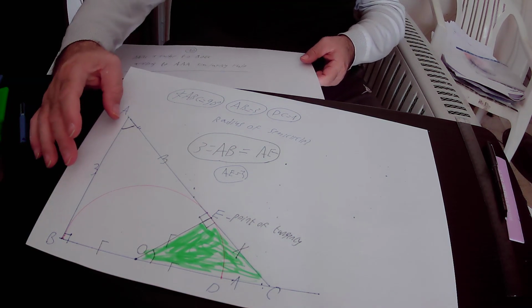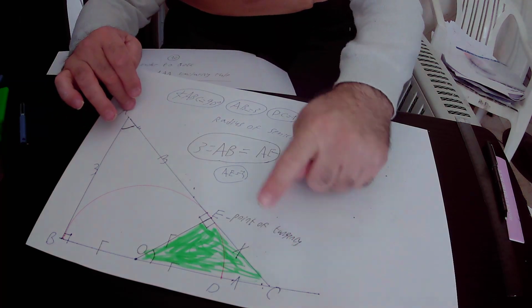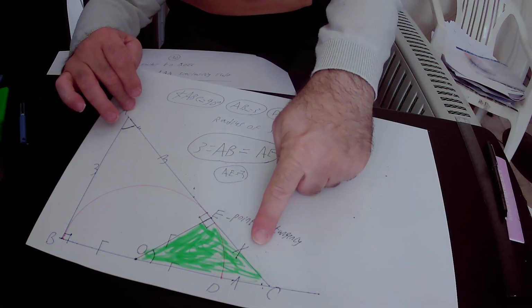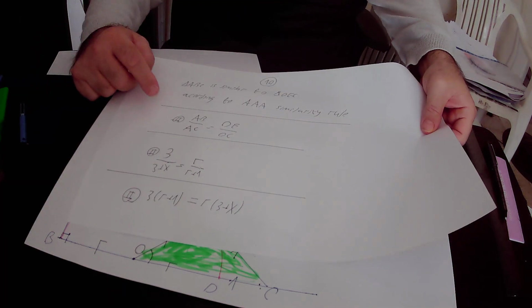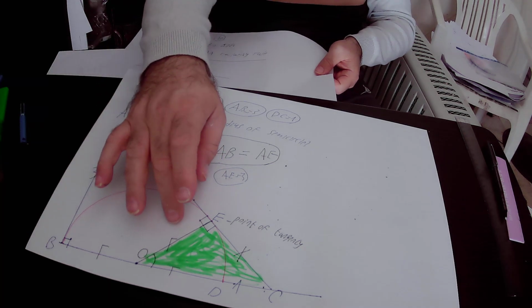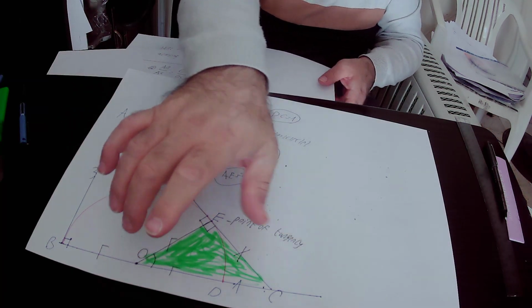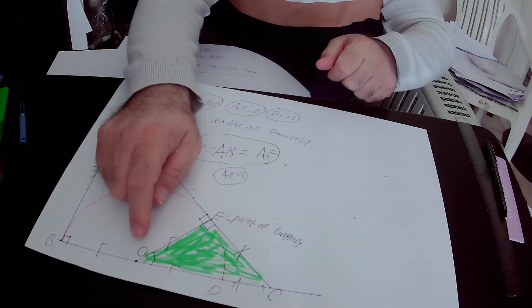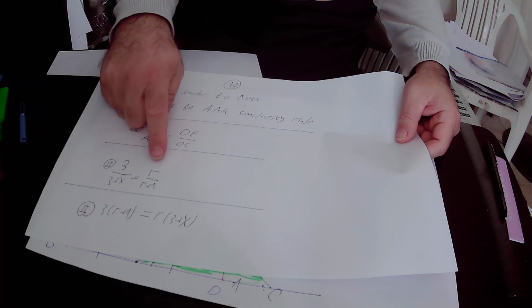What is the value of AB? AB equals 3 units. AC equals 3 plus X units. OE equals R, OC equals R plus 1.